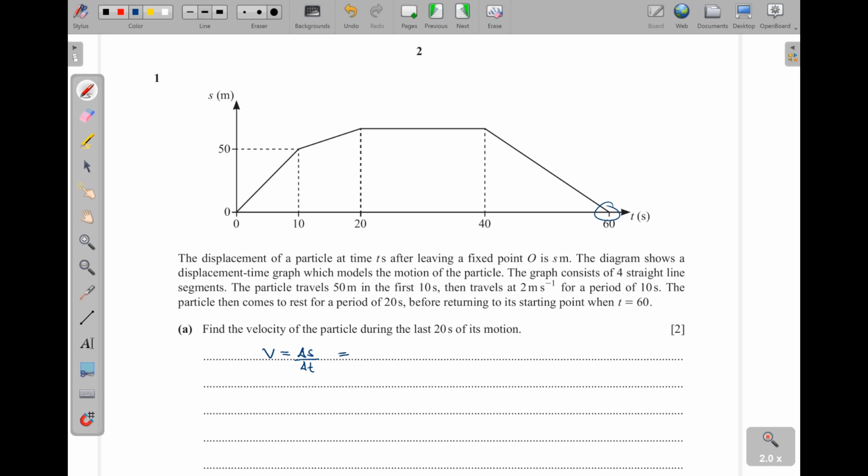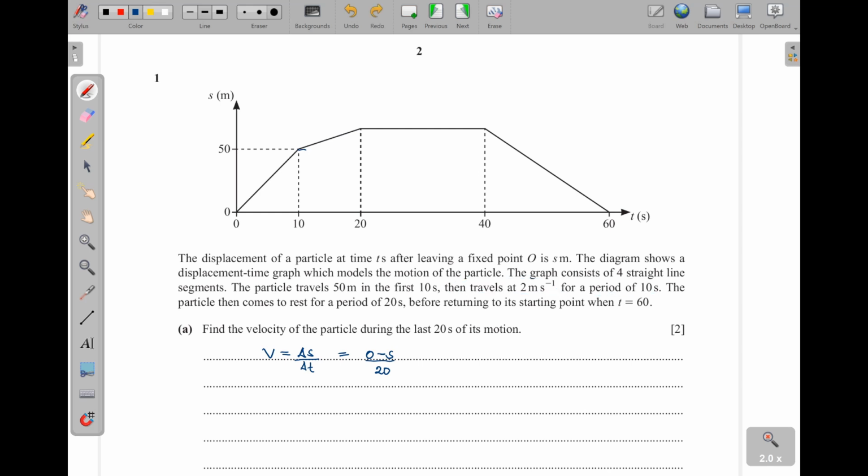The final is this one here, which corresponds to the 0 here, okay? And then the initial is this one here. So we shall have 0 minus s, then divide by the time taken, which is 20. But then we can get this s, the value of this one here, because they said somewhere that it then travels at 2 meters per second for a period of 10 seconds. It is here.